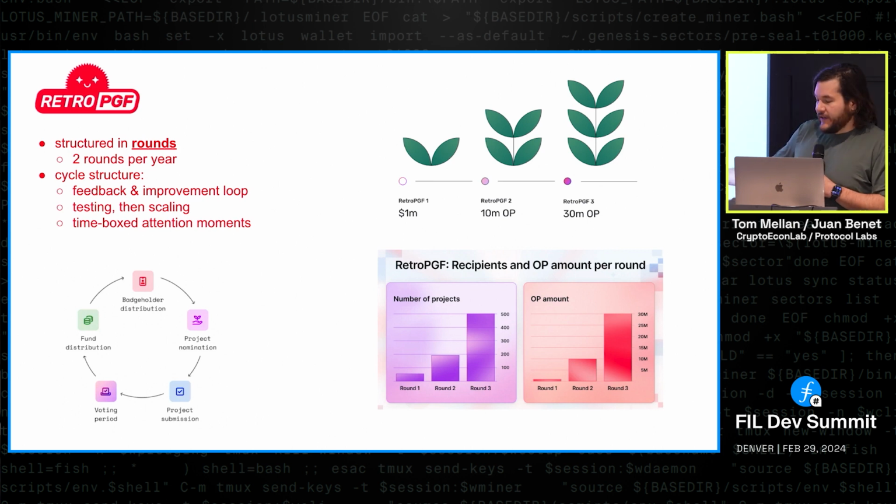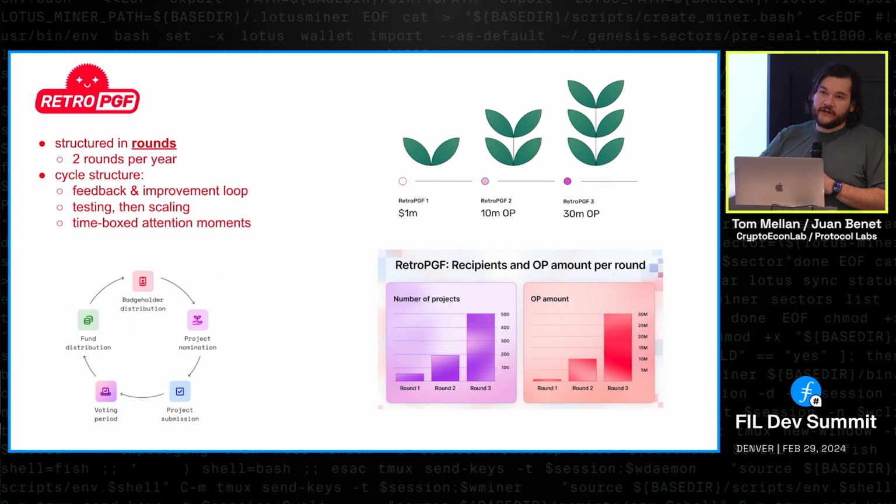So here's a snapshot of the scale of the number of projects. The first round was very small. Quickly, people were like, oh wow, this is for real. This is a huge deal. Round 2 was much bigger. By round 3, we have on the order of 500 projects going into the round. And they've also scaled the reward.